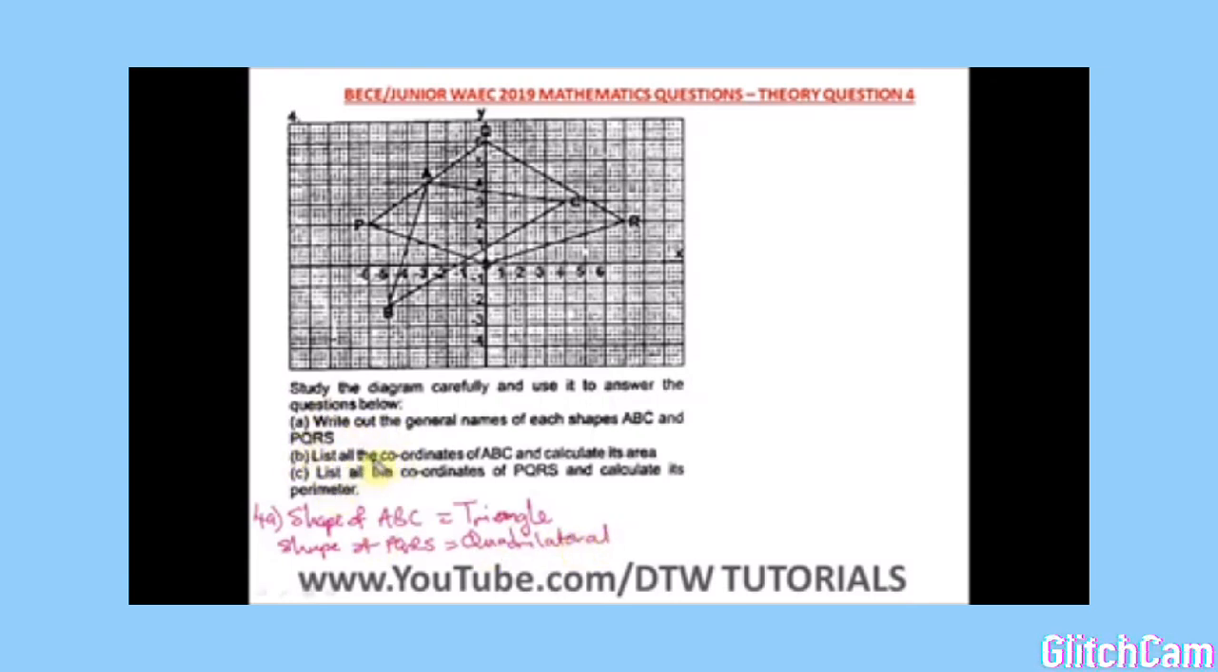Now 4B says list all the coordinates of ABC and calculate its area. You can see these are two questions. Don't just jump to calculating the area. They said first of all, list all the coordinates of ABC. So let us list them. So what's the coordinate of A? Remember to write down coordinates. You know, this is x, comma, y in this form, alright? So first of all, you say coordinates of ABC. So coordinates, this is 4B.